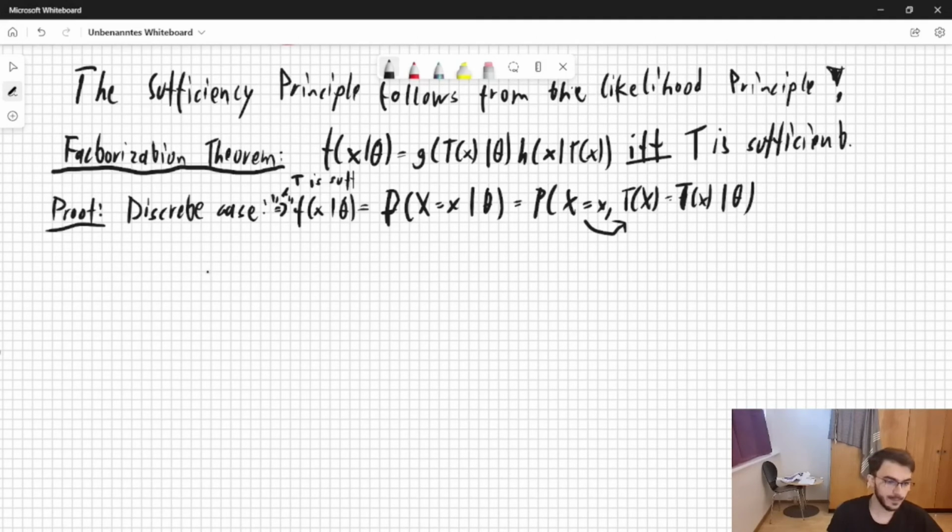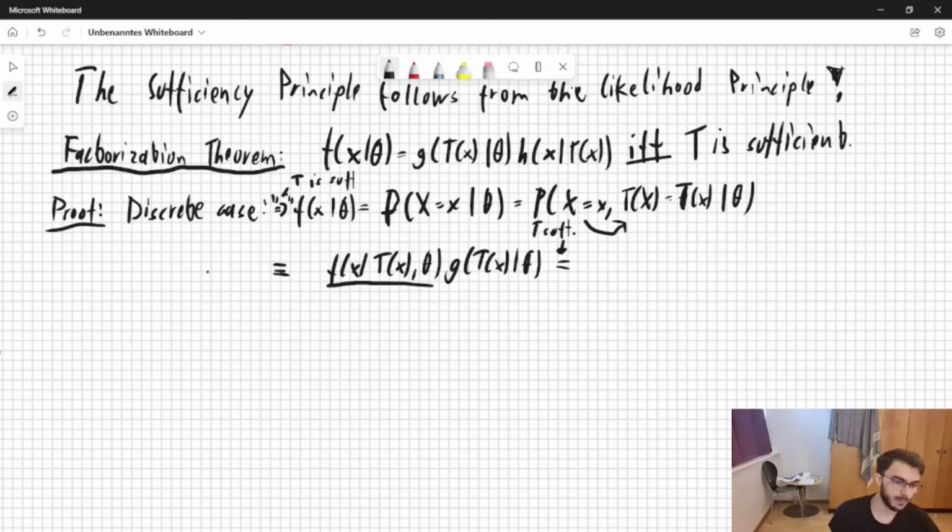Yeah? So these are actually the same. We know that we can write this. We've seen this in the last theorem: f of x given t of x and theta times the prior distribution of t, which I'm going to denote by g. And since t is sufficient, this part over here has nothing to do with theta, and I'm just going to denote this by h. And then we have exactly the form that we want.